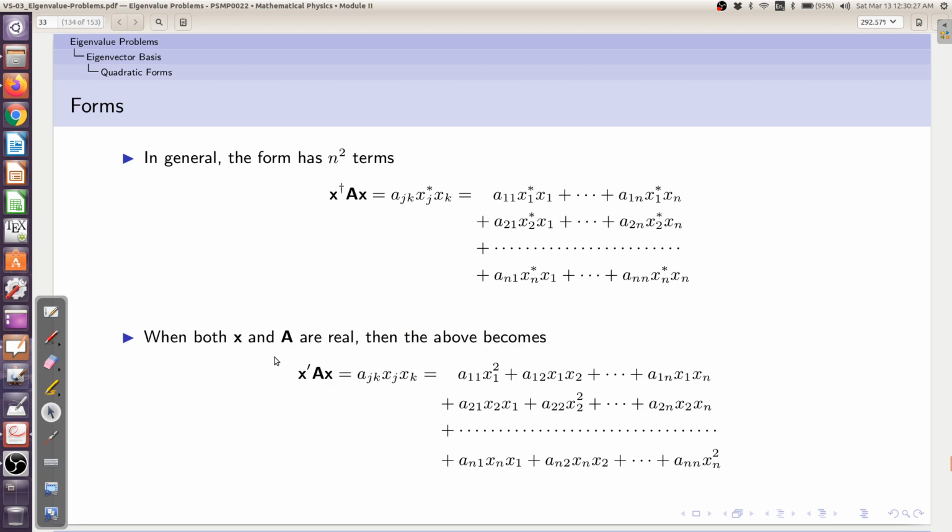If both x and a are real, then this dagger simply becomes the conjugate, and this entire expression becomes much simpler. It becomes like this. So this is known as the quadratic form.